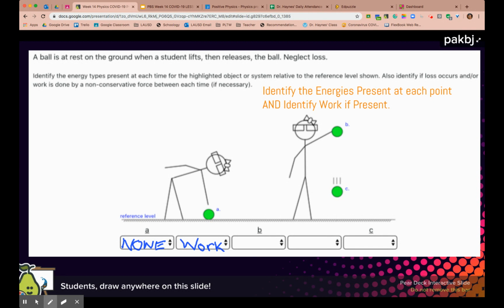At point B, what does the ball have? You can write in the chat room. What does the ball have at point B? Yes. What type of potential energy? Yep. What type of potential energy if you're writing in? There's two types. We have elastic potential energy and there's gravitational potential energy. What type of potential energy does it have? Oh, I see someone wrote it. Good. So it has gravitational potential energy.